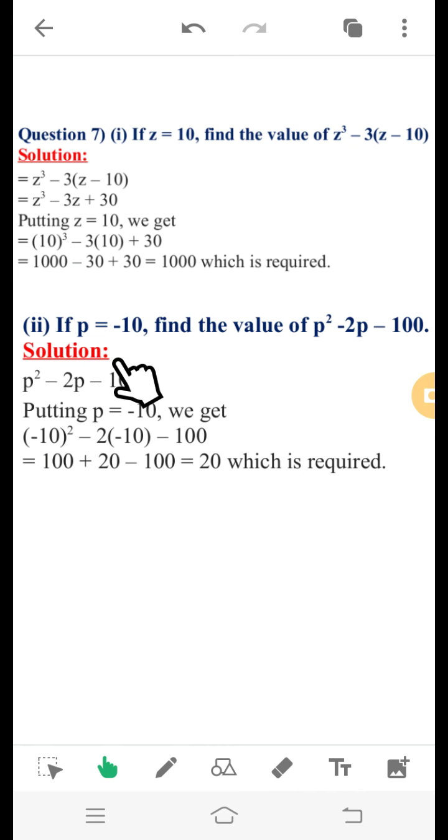Second one, if p is equal to minus 10, find the value of p square minus 2p minus 100. Put p equal to minus 10, so it's minus 10 square minus 2 into bracket minus 10 minus 100. 10 tens are 100, 2 tens are 20, and 100 plus 20 minus 100, the 100s will cancel. So the answer is 20.